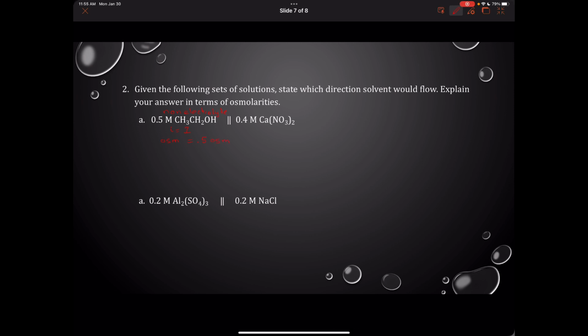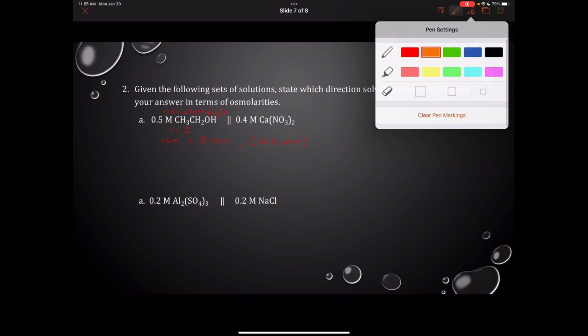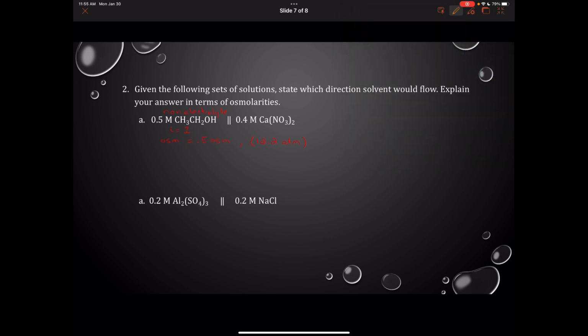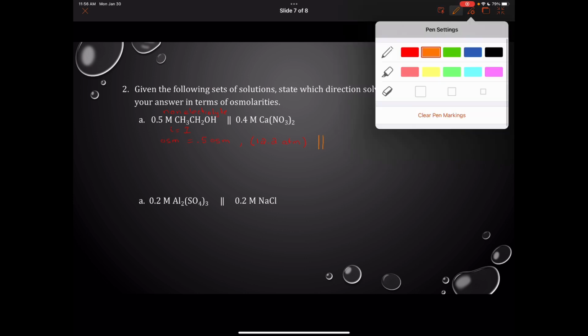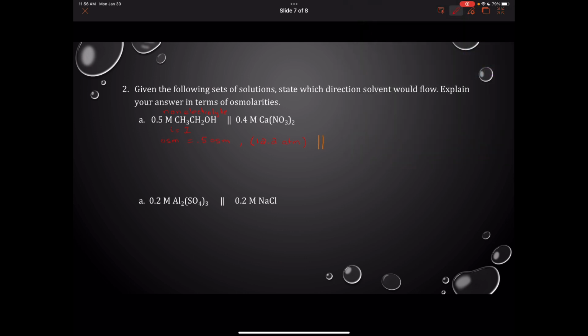If I were to calculate my osmotic pressure, I would be taking that 0.5 times R times my temperature of 298. So I'd have an osmotic pressure of 12.2 atmospheres. So that is on one side of my membrane. The other side of my membrane, I've got the calcium nitrate. Calcium's a metal. Right away, that makes this ionic. That makes this an electrolyte.